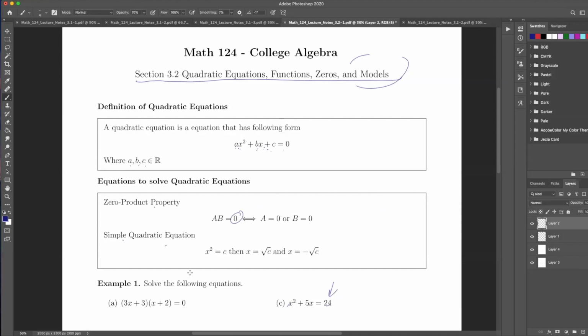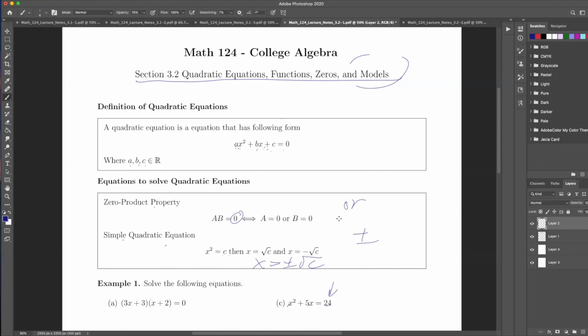For a simple quadratic equation, x squared is equal to c means x is equal to the square root of c, or x is equal to minus the square root of c. Usually we just say x is equal to plus or minus the square root of c. So we use this plus-minus symbol. Hopefully you've seen that a couple times by now. If not, it means plus and/or minus. In math, the word or means one, the other, or both.